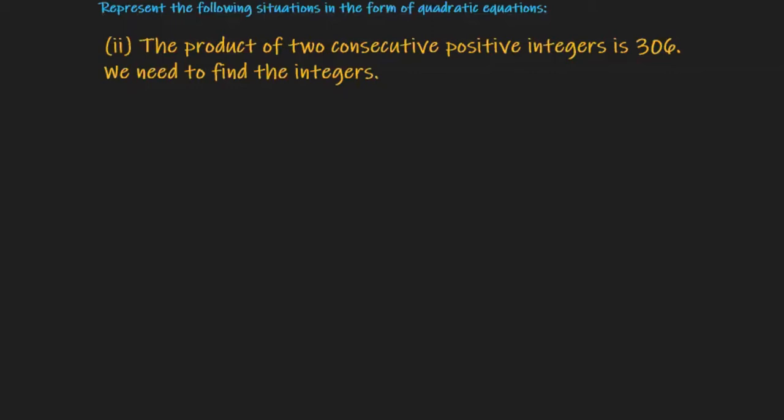Let us look at the second situation. The product of two consecutive positive integers is 306. We need to find the integers. Positive integers means natural numbers. Consecutive means one after the other. So that means I have to find two natural numbers, one after the other, whose product is 306.